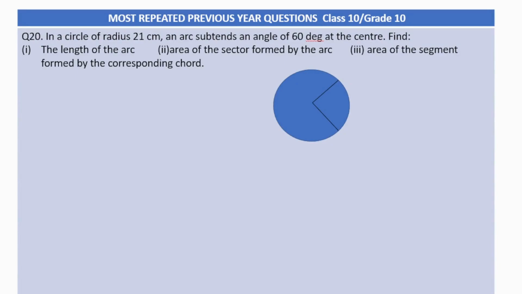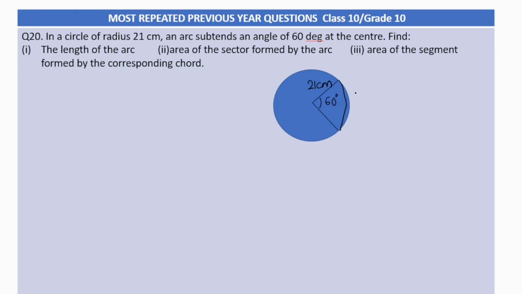Now let's start with this question. Question number 20. In a circle of radius 21 centimeter, so let's write here 21 centimeter. The radius is 21 centimeter. An arc subtends an angle of 60 degrees at the center. So this is the arc here that is subtending an angle of 60 degrees at the center. Now what is the question asking us? Find the length of the arc.